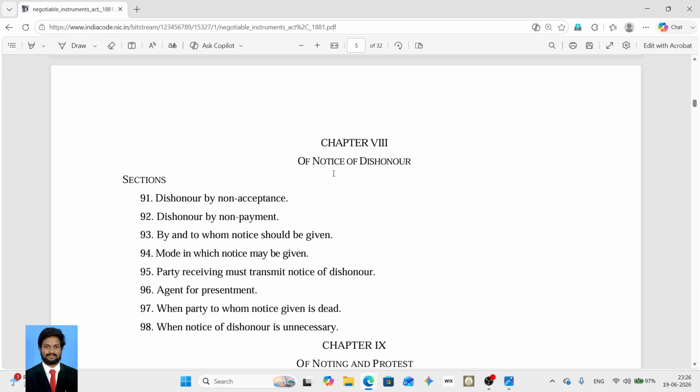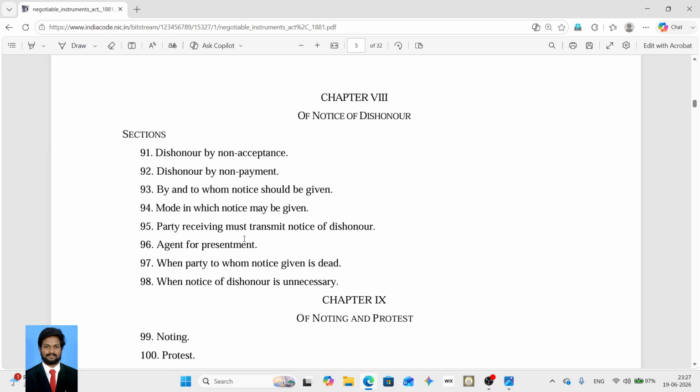93 by and to whom notice should be given. 94 mode in which notice may be given. 95 party receiving must transmit notice of dishonor. 96 agent for presentment.